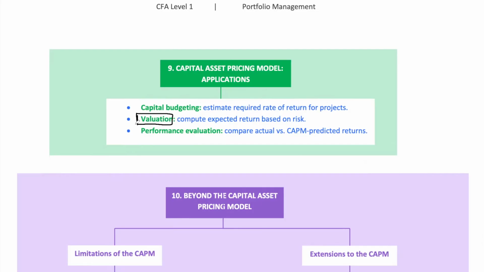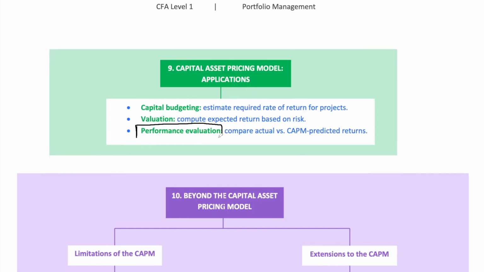Now let's talk about valuation, where every investor lives. When you're trying to figure out if a stock is overpriced or a bargain, the CAPM helps you estimate what return that stock should deliver for the level of risk it carries. If the stock's expected return is higher than what the CAPM suggests, it's likely undervalued, a good deal. If it's lower, it's probably overpriced. So that's how analysts, portfolio managers, and investors everywhere use the CAPM to decide what's worth buying or selling.